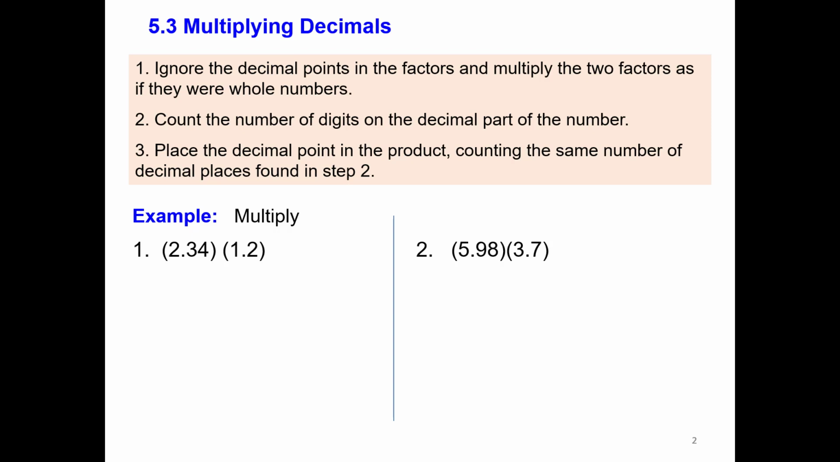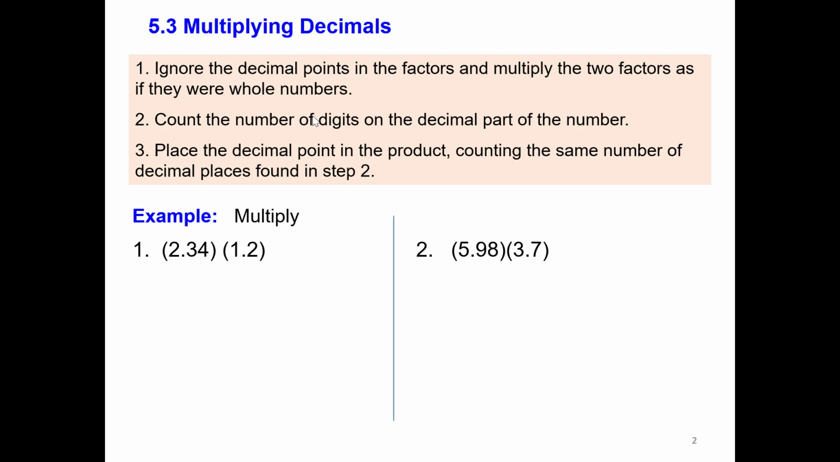First, we are going to ignore the decimal points in the factors and multiply the factors as if they were whole numbers. Then we will count the number of digits in the decimal part of the numbers. And the third step is we place the decimal point in the product, counting the same number of decimal places that we found in step number 2. Then let's apply these steps to the two examples we have here.